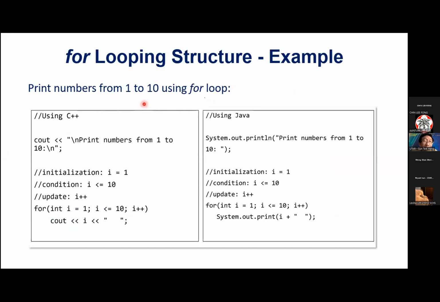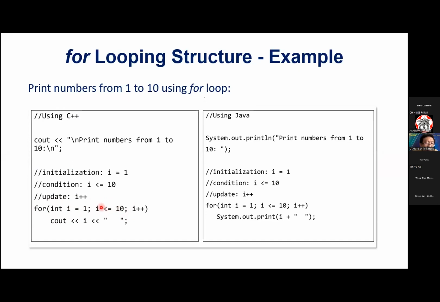So for example, we would like to print the numbers from 1 to 10 using a for loop. How can we do that? You can see here we have a for loop. This is the initialization part. The first part is the initialization, where we initialize the variable I to have the value 1. Then the condition that we need to check: the value in the variable I must be less than or equal to 10.